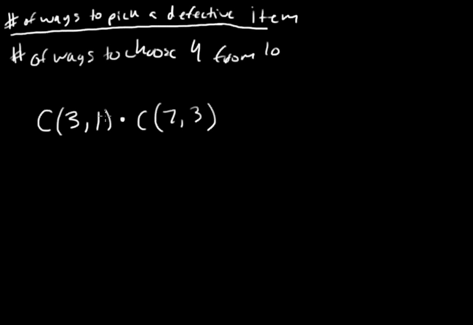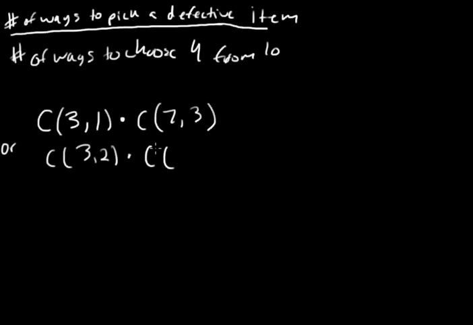Okay, but we can't just stop here and take this all over 10 choose 4. And the reason we can't do that is because this is representing only one way to pick a defective item. We need to find all the ways that we can pick a defective item. So we can pick one defective item, or we can pick two defective items.